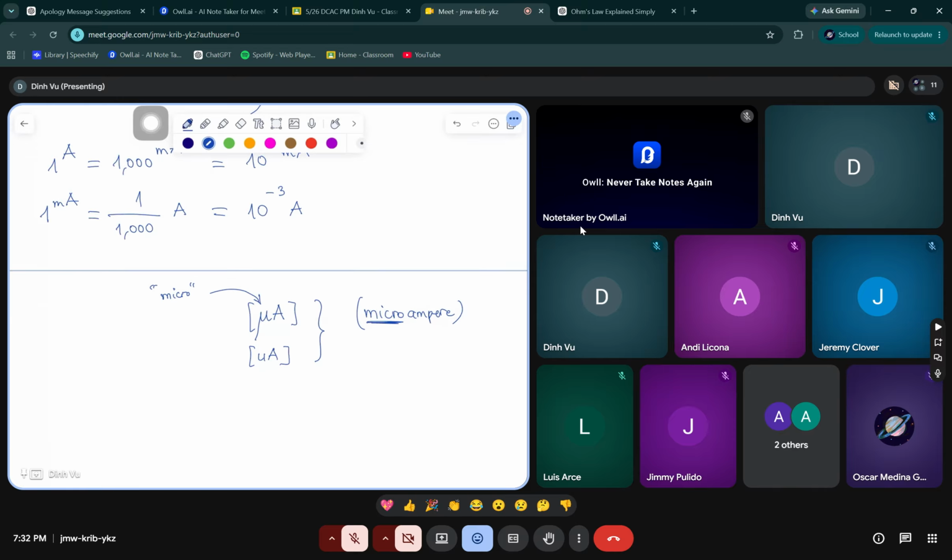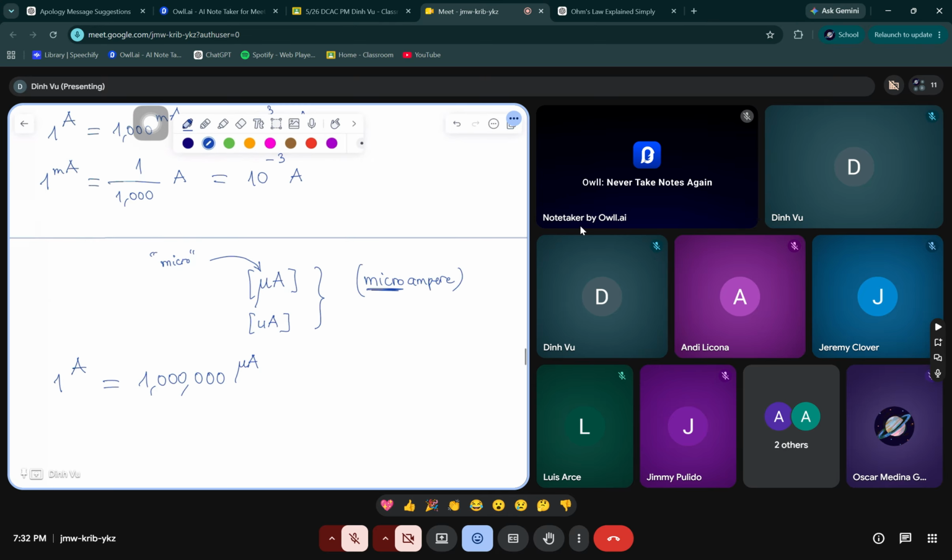So microampere is 1 million times smaller than ampere. 1 million times. So that means 1 ampere is 1 million times 1 million microampere, or 1 microampere is 1/1 million of ampere.